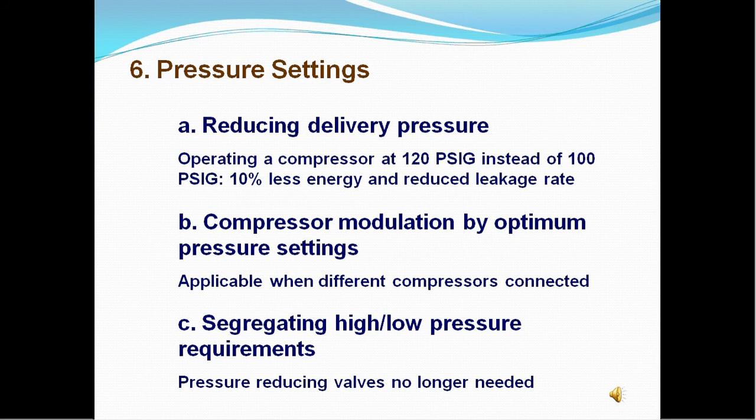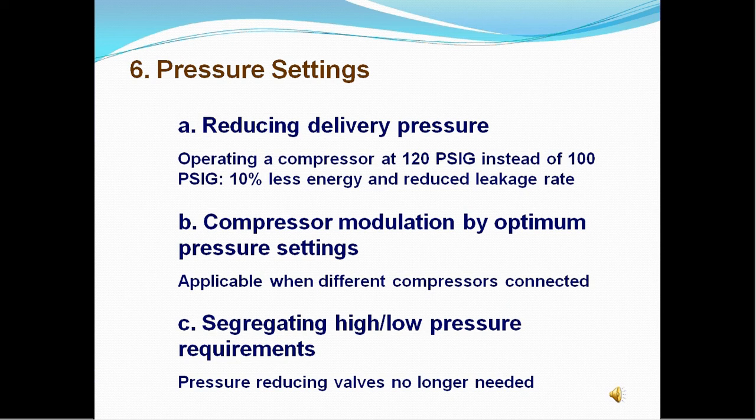Reducing delivery pressure. The possibility of lowering and optimizing the delivery pressure settings should be explored by a careful study of pressure requirements. The operating pressure of a compressed air system greatly affects the cost of compressed air. Operating a compressor at 120 psig instead of 100 psig, for instance, requires 10% more energy as well as increasing the leakage rate. Therefore, every effort should be made to reduce the system and compressor pressure to the lowest possible setting.